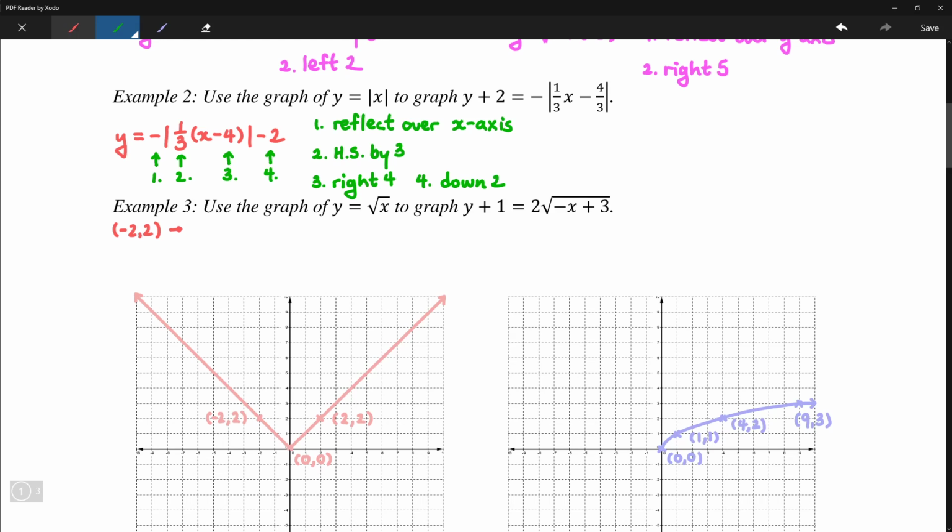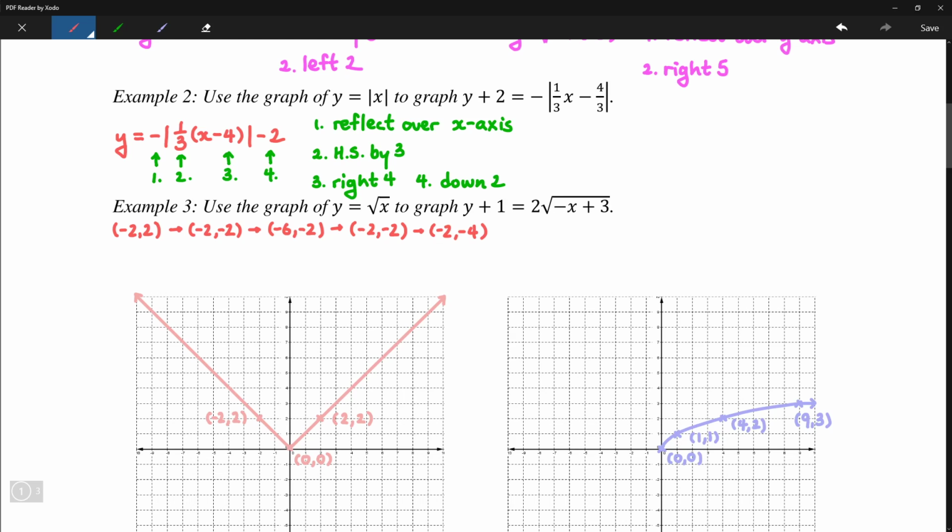So this would become -2, -2. And then the next transformation, horizontal stretch by 3, so this would be -6, -2. Third transformation, right 4, so plus 4 on the x-coordinate: -2, -2. And finally down 2 spaces, so it will be -2, -4.